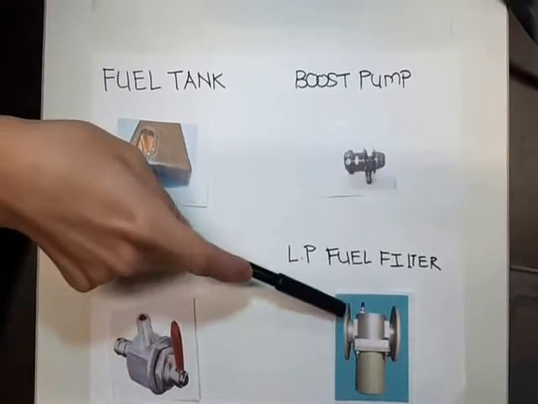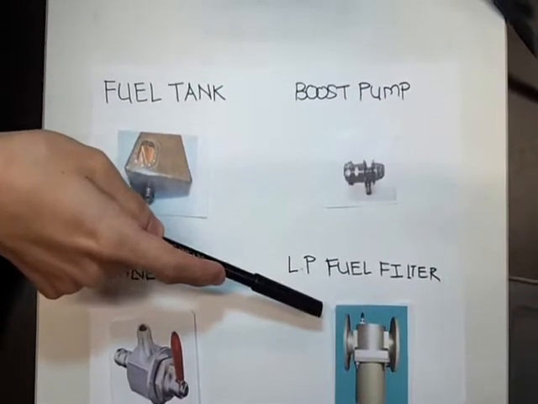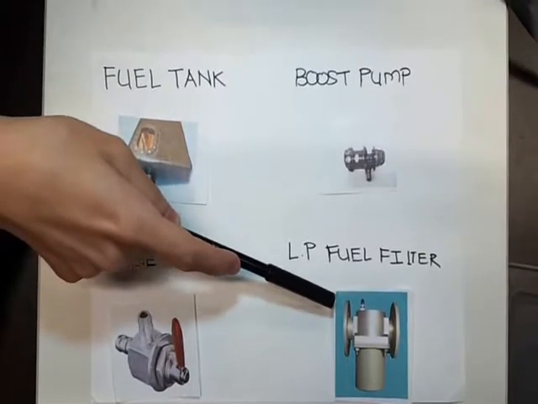As for the one on the bottom right, it's called the low-pressure fuel filter. It is installed in the system to remove any large pieces of foreign material from the fuel which might cause damage to the engine-driven pump.